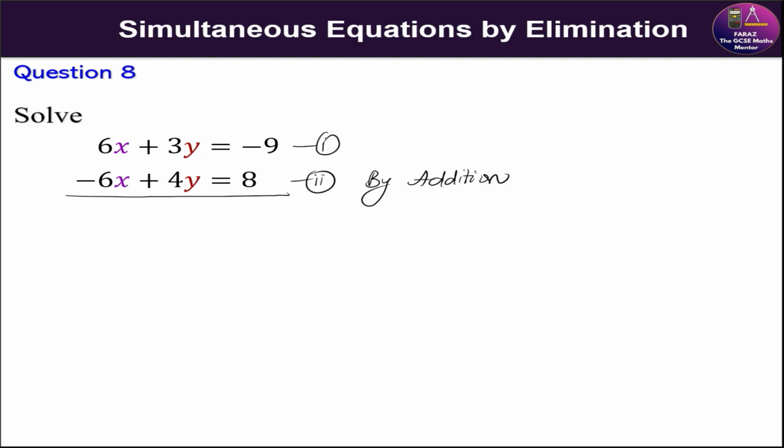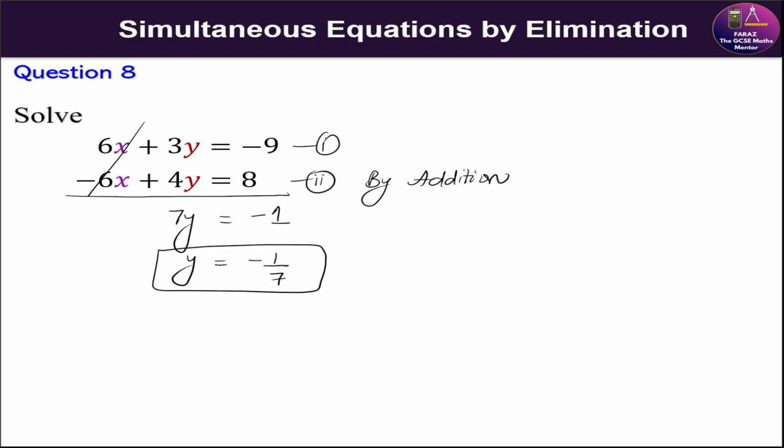So plus 6x and minus 6x cancel with each other, and then we have to add plus 3y and plus 4y, that would be 7y. And here you have minus 9 and 8. So minus 9 plus 8 would give you minus 1. Therefore y equals minus 1 over 7. Now if you want to calculate the value of x, you have to substitute y equals negative 1 over 7 in any of the above equations.